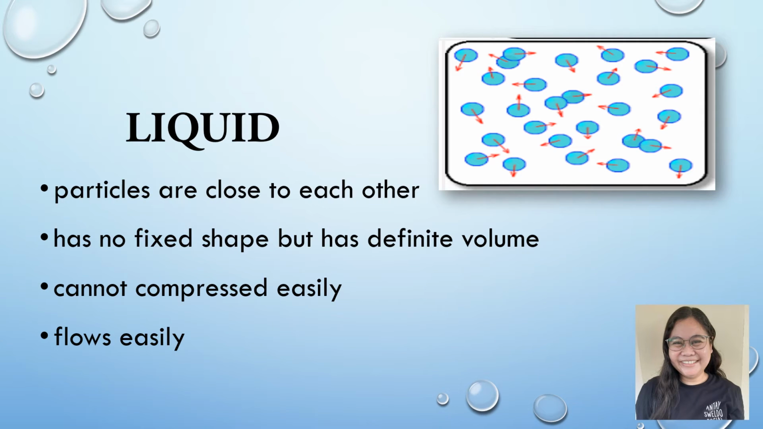Now let's have the characteristics of liquid. Liquid particles are close to each other. Liquid has no fixed shape but has definite volume. Liquid cannot compress easily and liquid flows easily.